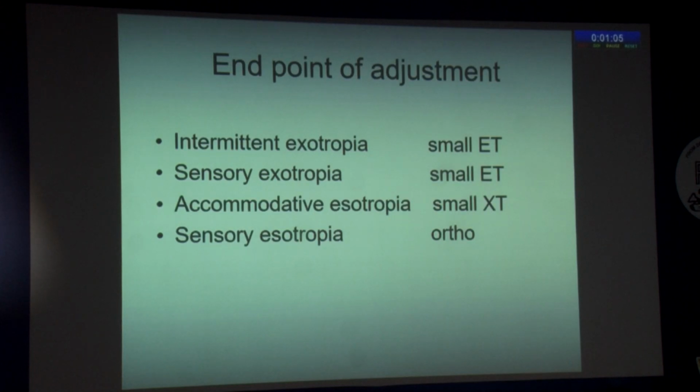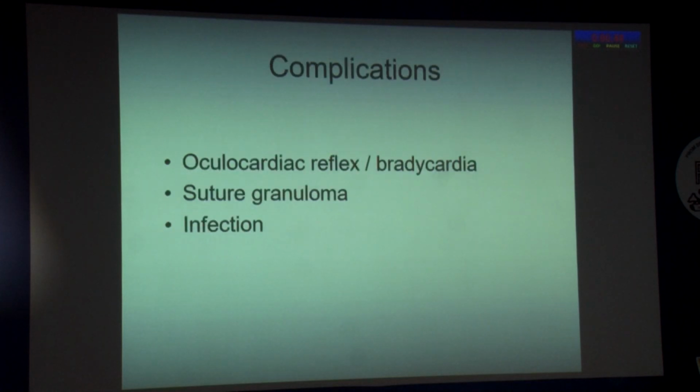Endpoint of adjustment: probably a small ET for intermittent exotropia, a small ET or orthophoria for sensory exotropia. Accommodative esotropia, you probably want to leave with a small ET only. I think there is a small mistake. In esotropia, you probably aim for just ortho or a little under.